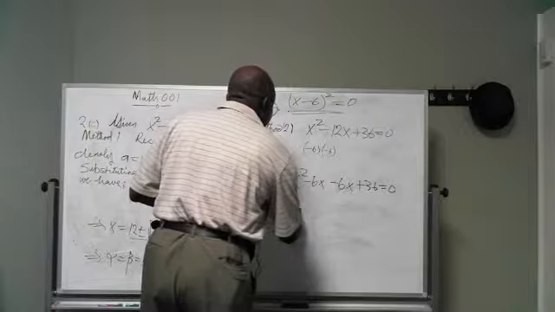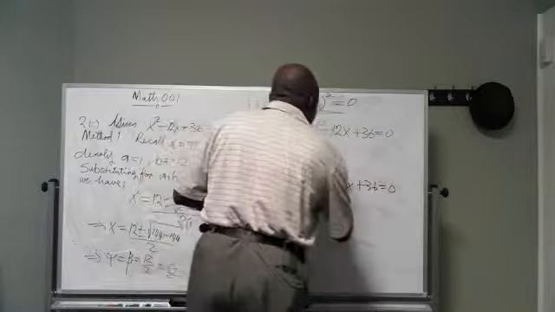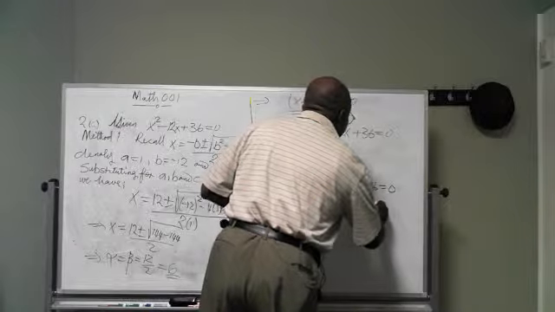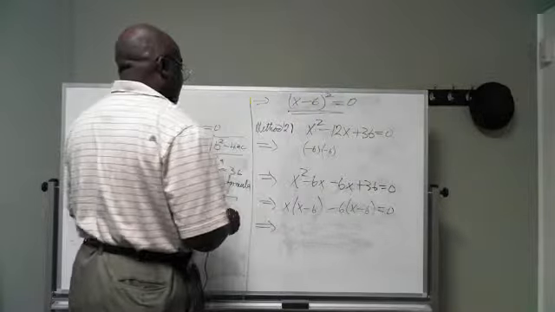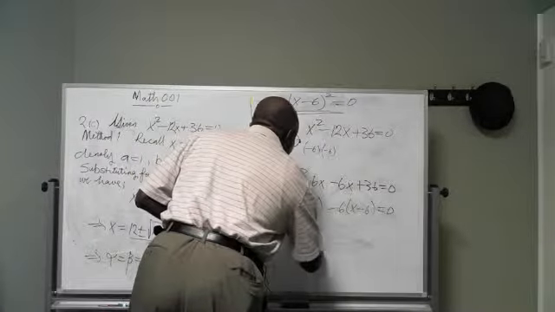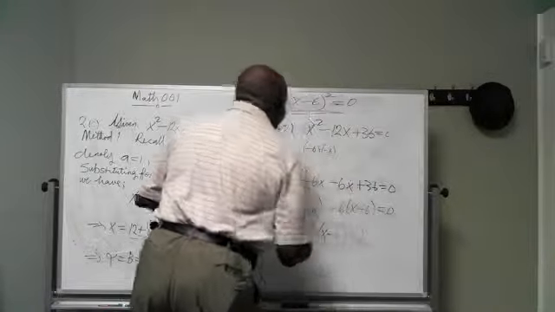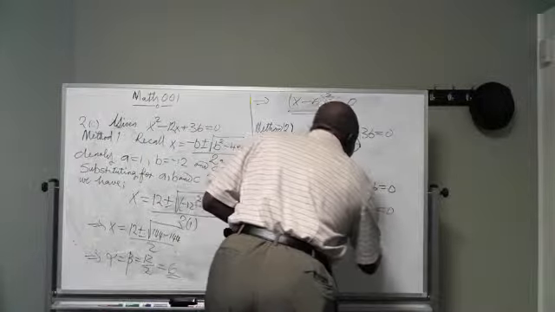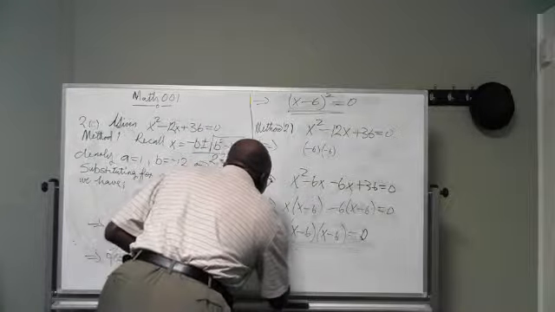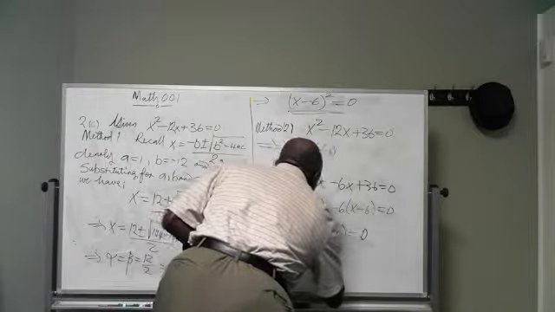which implies x into x minus 6 minus 6 into x minus 6 equals 0, which results in x minus 6 into x minus 6 equals 0. Implying x minus 6 all squared equals 0.